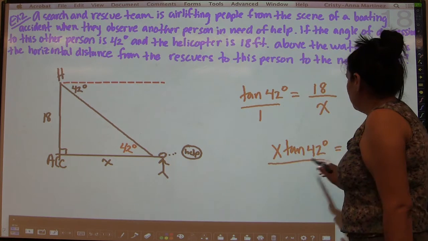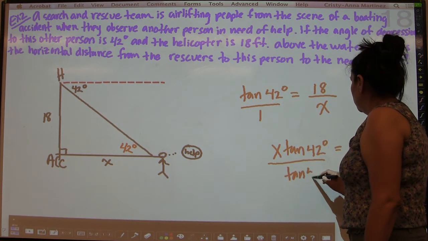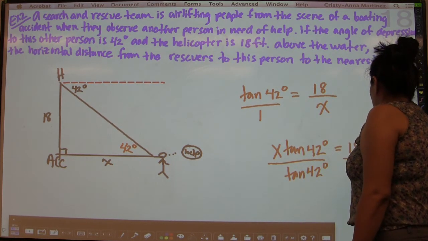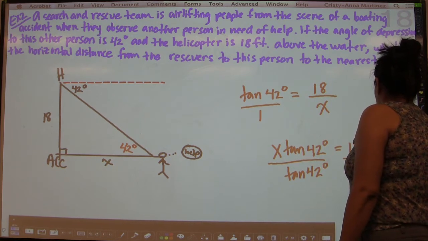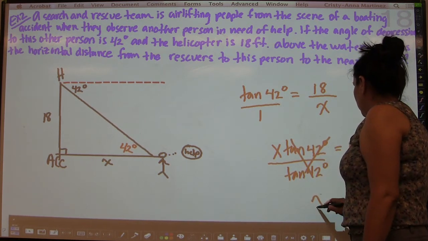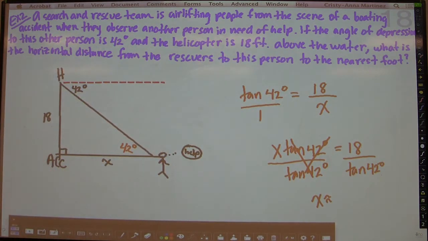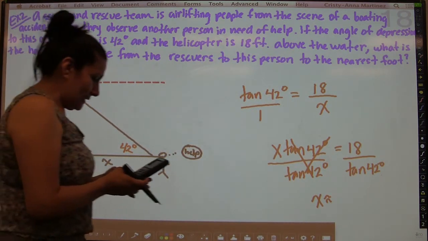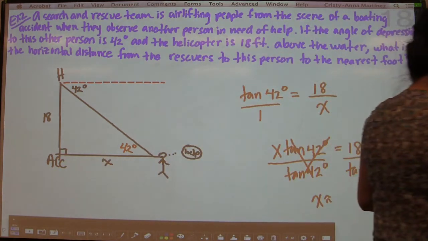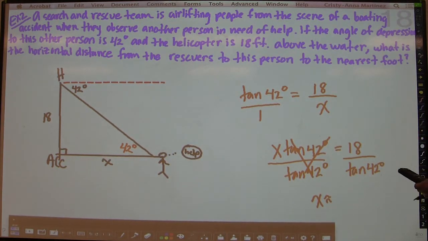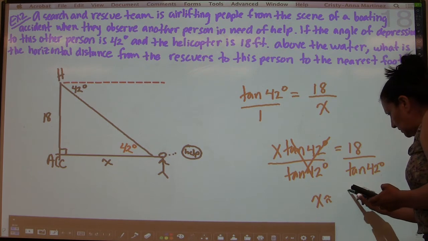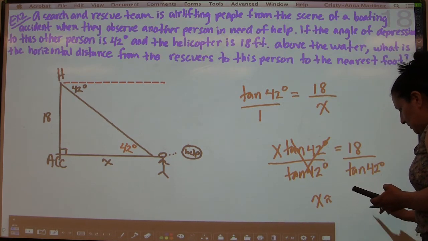Then we're going to divide by tangent of 42 on both sides. So x is going to equal, and they want it to the nearest foot again. So 18 divided by tangent 42, make sure your calculator's in degree mode, and we get 19.99.